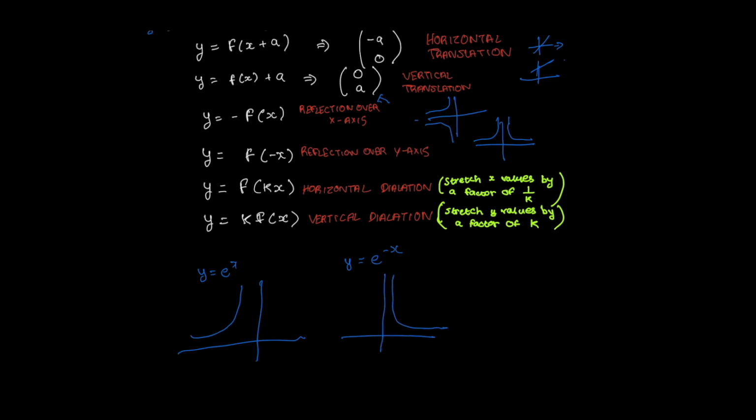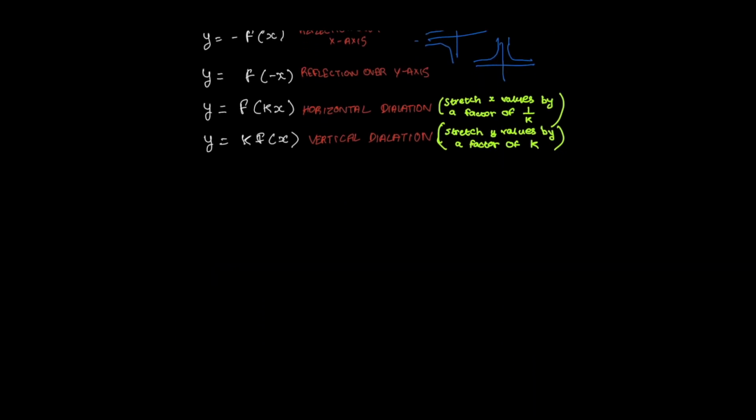this would be e power negative x, and then y is equal to negative e power x would be nothing but, well, reflection over the x-axis. So as you can see, there's a negative sign added in front of the whole f of x equation, and therefore we're reflecting it. So reflection is all here.